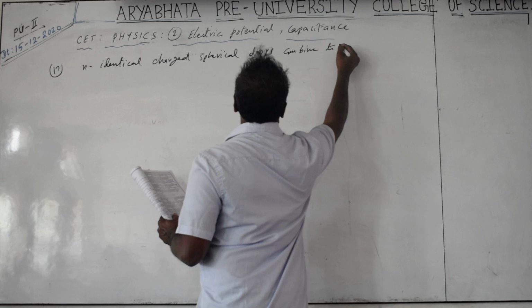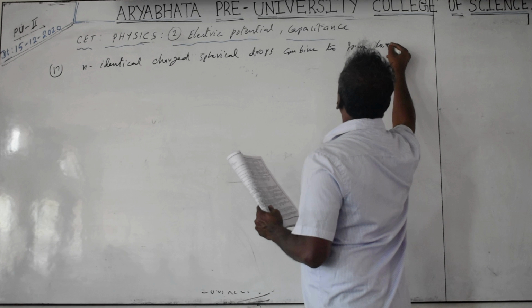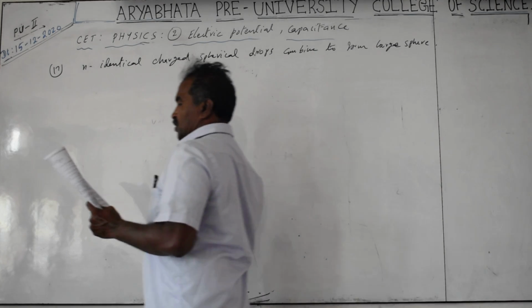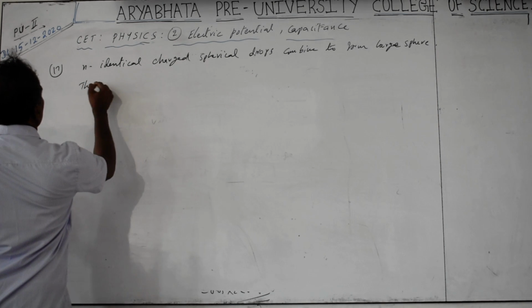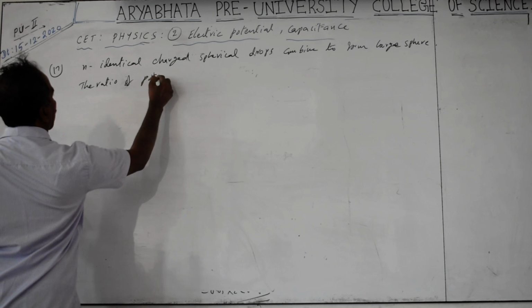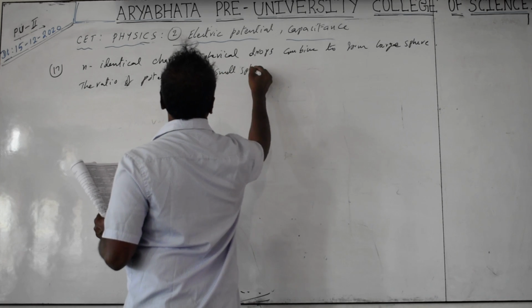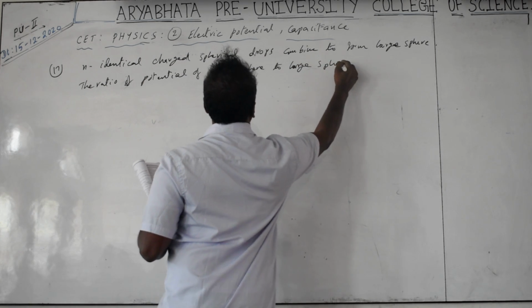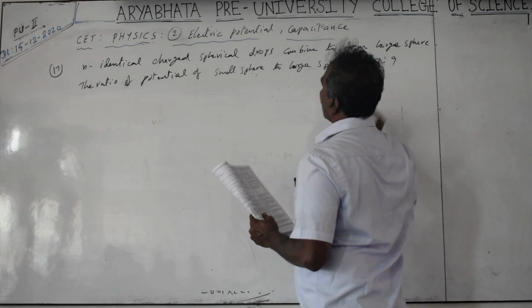Combine to form a large sphere. The ratio of the potentials of the small sphere to the large sphere is 1:9.